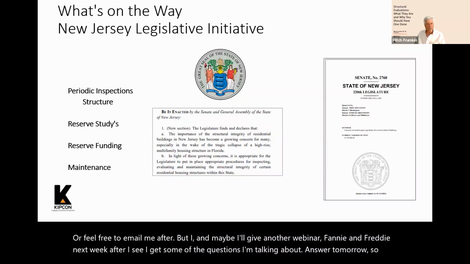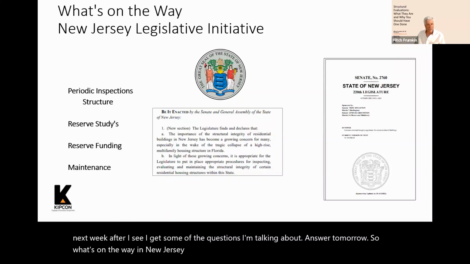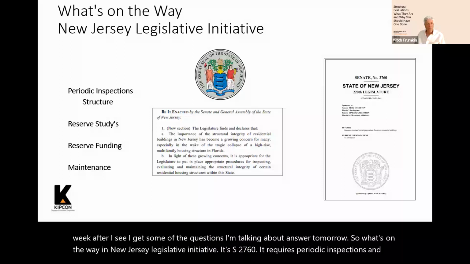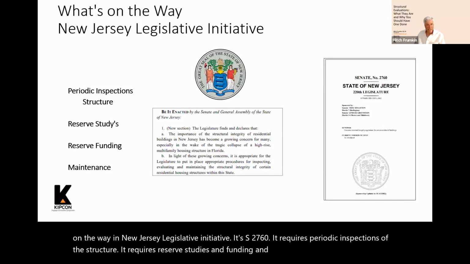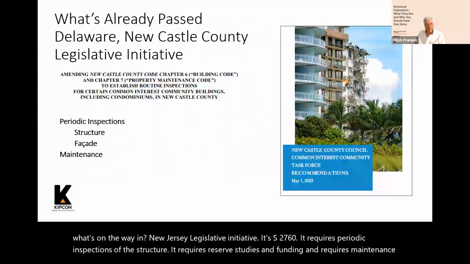So what's on the way? In New Jersey, legislative initiative, it's S2760. It requires periodic inspections of the structure. It requires reserve studies and funding, and it requires maintenance. And I'm going to go through some of the things that are in it.